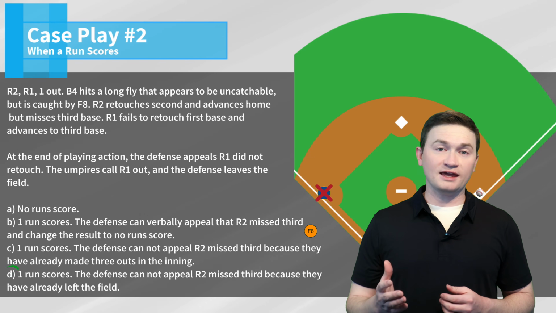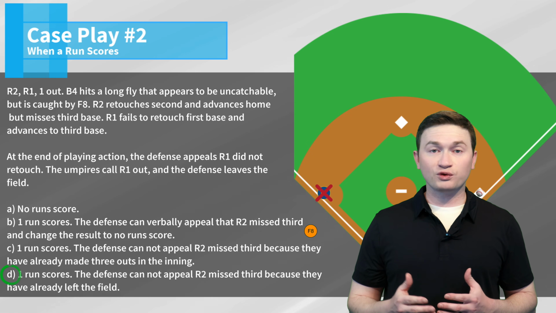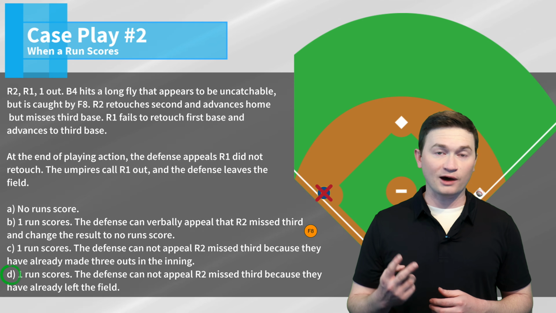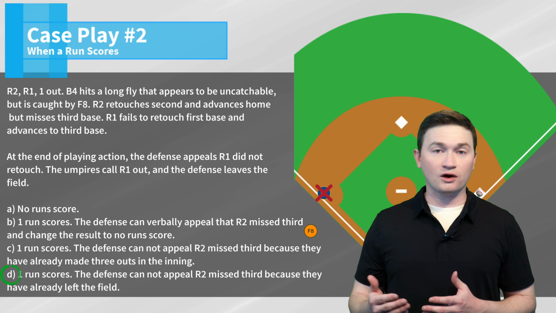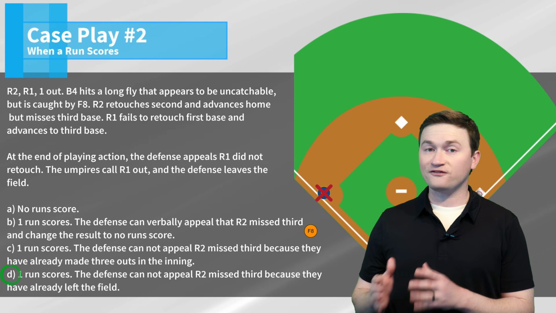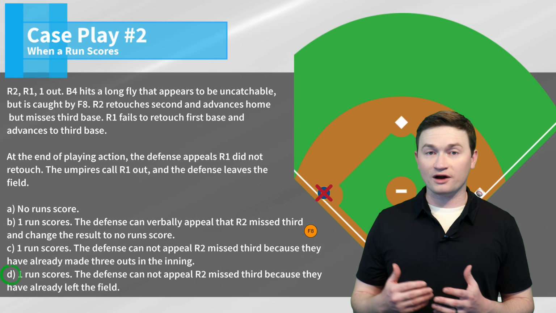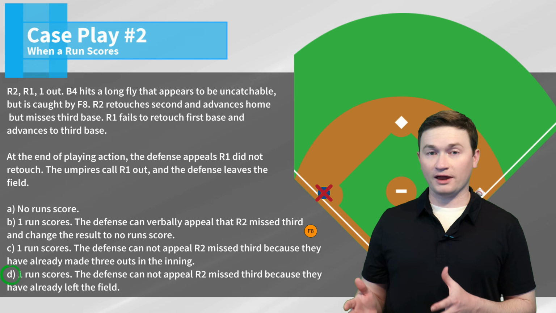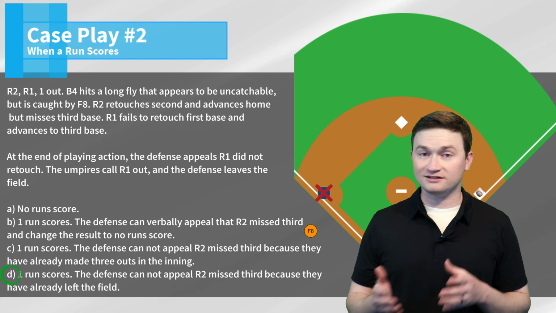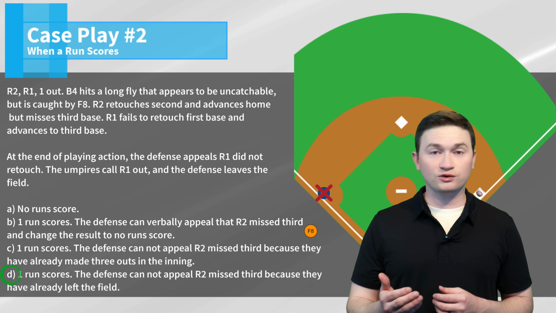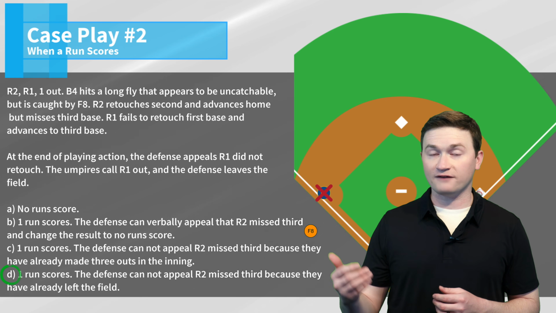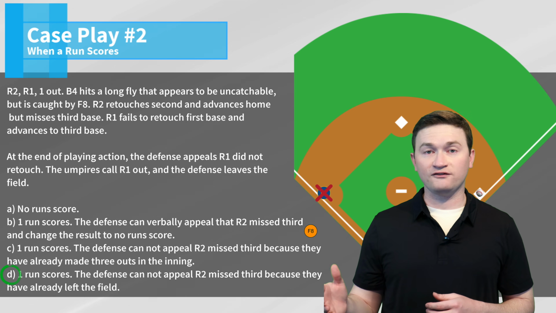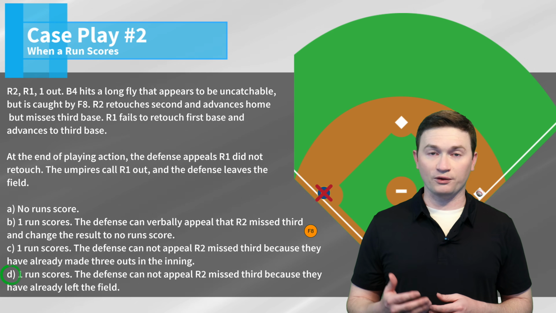The correct answer here is D, 1 run scores. The reason 1 run scores is because the fly out being caught is the second out, and the out on R1 is going to be the third out, but that's not a force out. Remember, the batter is no longer a batter runner, so there's no longer a force. This is an appeal play, and because it's an appeal play, it's a timing play. So since R2 crossed home before the third out is made at first, that run is going to count. And once the defense leaves the infield, they no longer have the option to appeal the play.